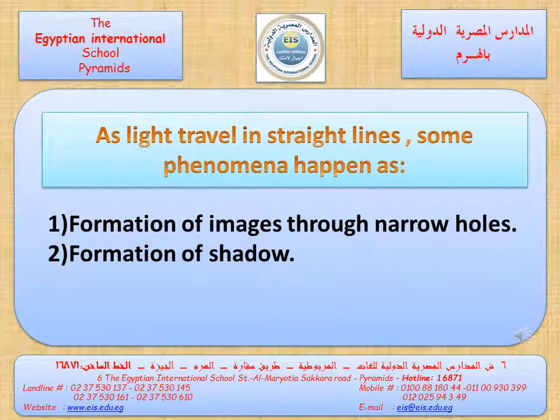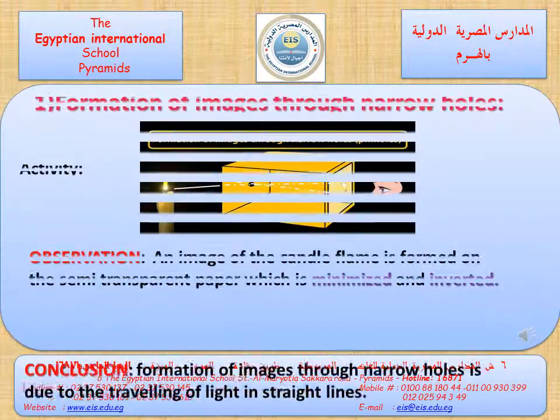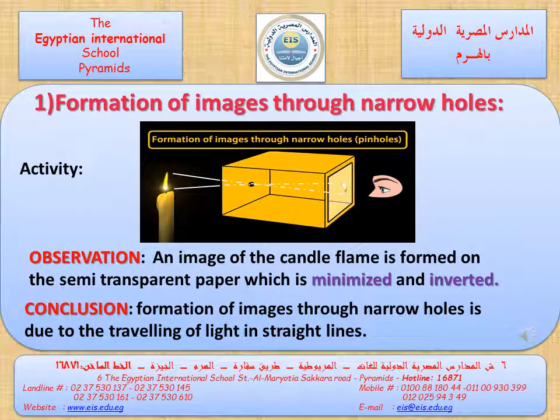As a result of traveling of light in straight lines, some phenomena happen, as number 1, formation of images through narrow holes, number 2, formation of shadow. Number 1 is formation of images through narrow holes.